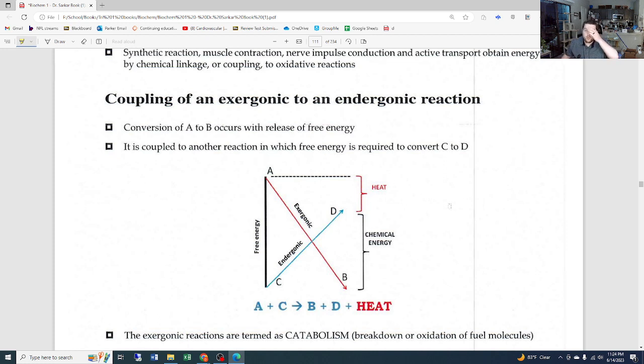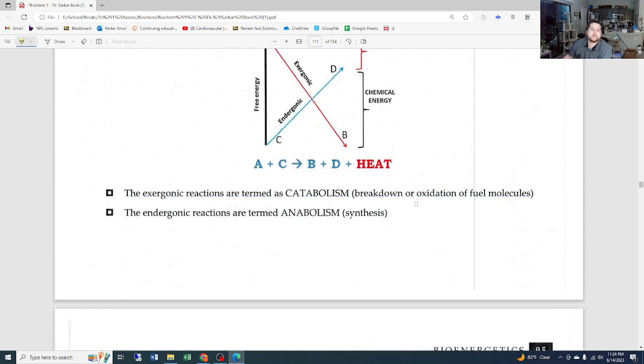This is why when we work out, when we're moving and grooving, our muscles actually produce heat. Because these kinds of reactions are taking place inside of our muscles. And as these reactions take place, there is additional energy released in the system that is given off as heat, and that's why we heat up. Okay, the exergonic reactions are termed catabolism, breakdown or oxidation of fuel molecules, and the endergonic reactions are termed anabolism or synthesis.